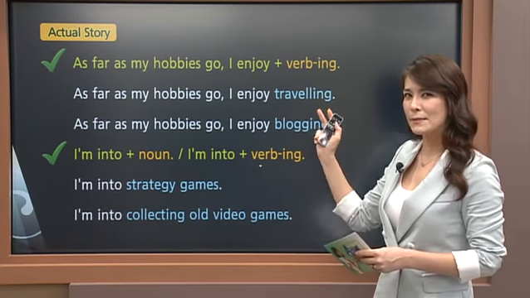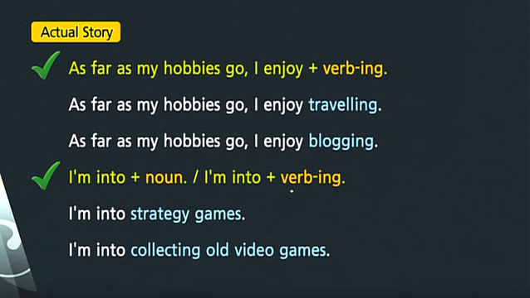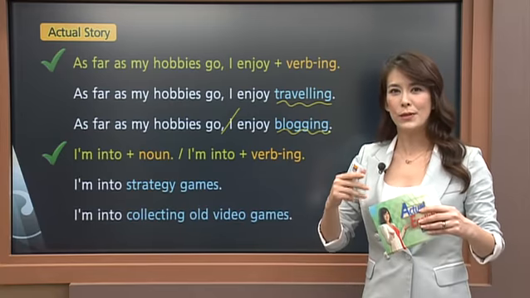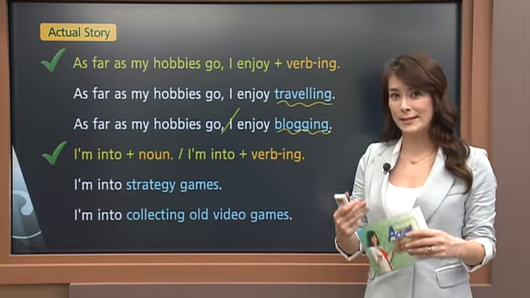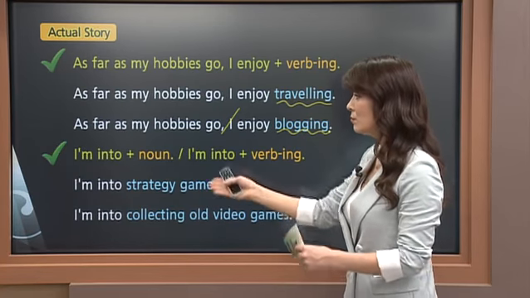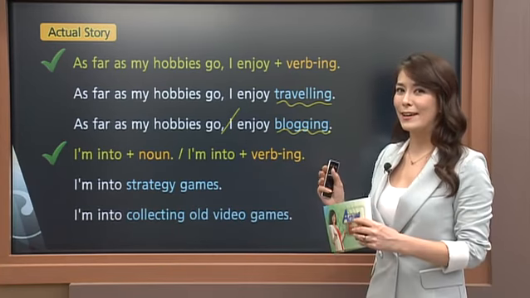Let's take a look at some sample sentences. "As far as my hobbies go, I enjoy traveling." Or, "as far as my hobbies go, I enjoy blogging." Okay? What about this one? "I'm into something." If you're interested in something, if you enjoy something, try using this pattern. You can say, "I'm into" noun, or "I'm into" and then verb, ing form.